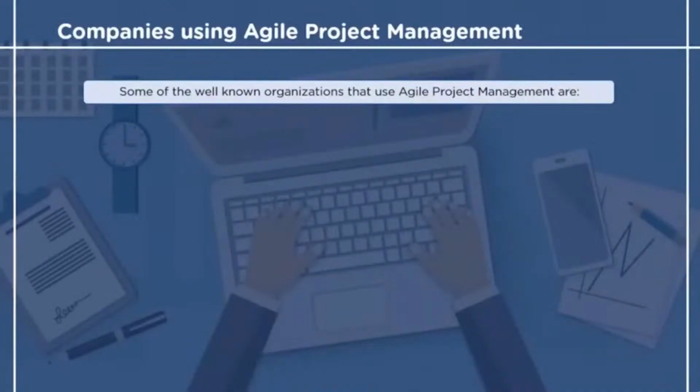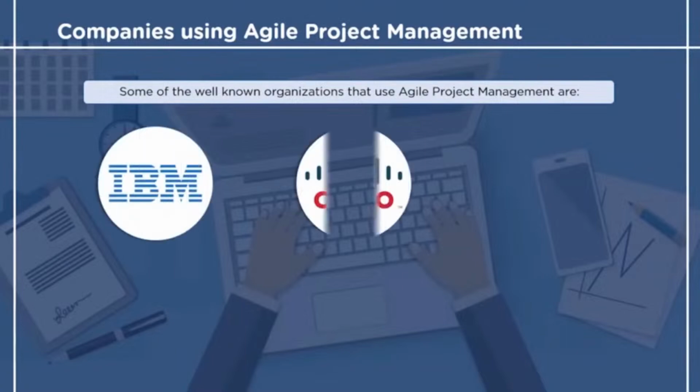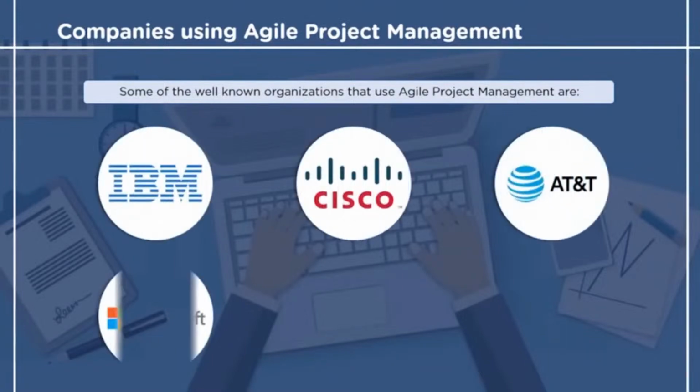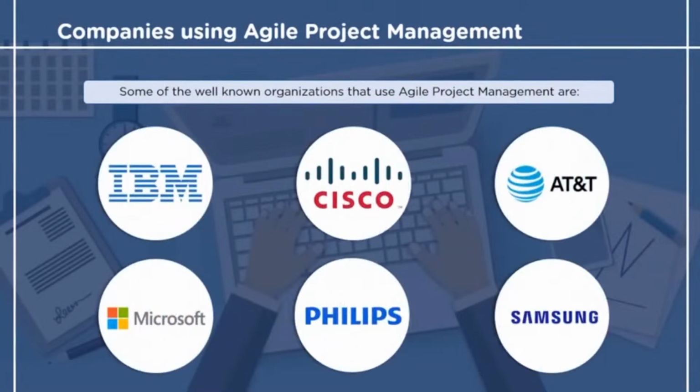Today, around 22% of the organizations worldwide have all their teams working on the principle of Agile project methodology. Let's have a look at some of the most prominent companies in the world that use Agile project management. In the list, we have IBM, Cisco, AT&T, Microsoft, Philips, and Samsung.